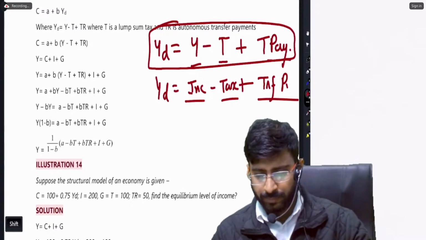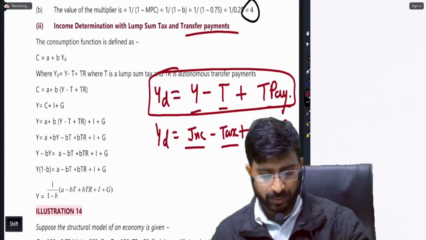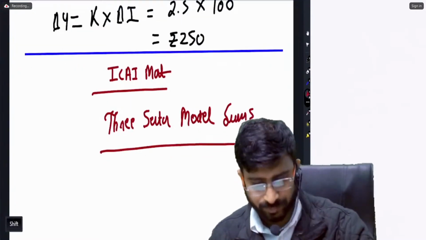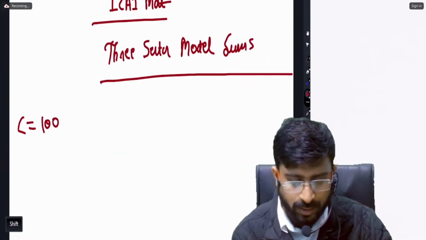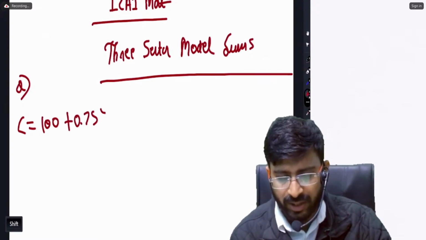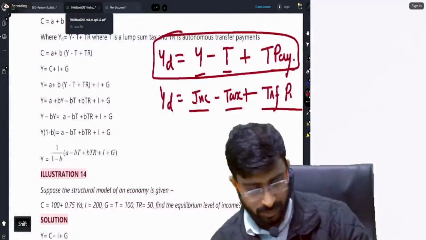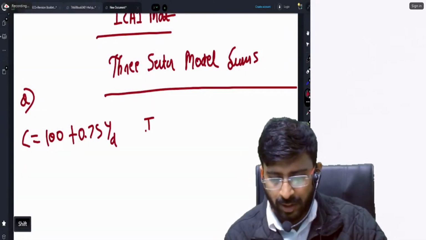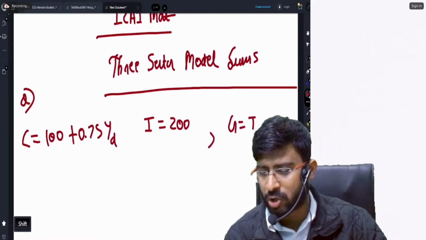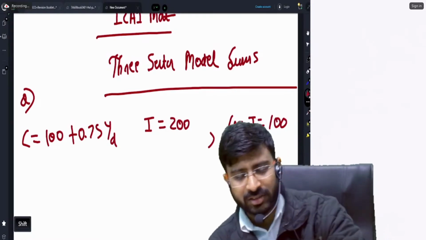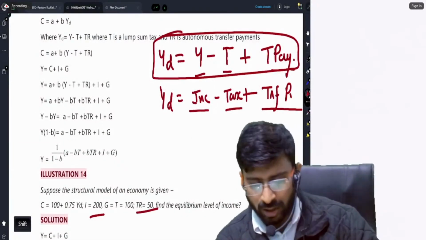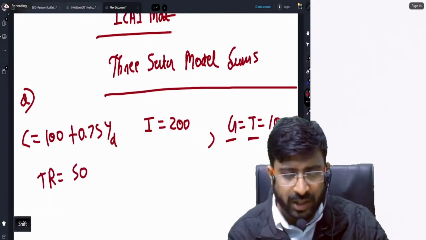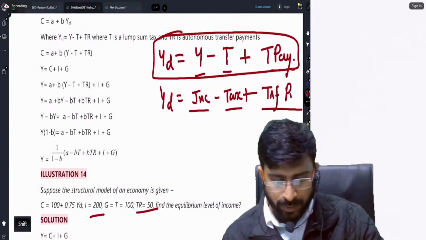So now, friends, they've given us C equals 100 plus 0.75YD. I is 200. G equals T equals 100. That is government expenditure, and taxes is government revenue. And total transfer payment TR is 50. Find equilibrium.